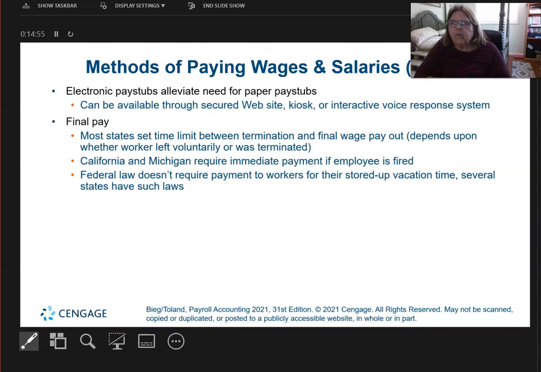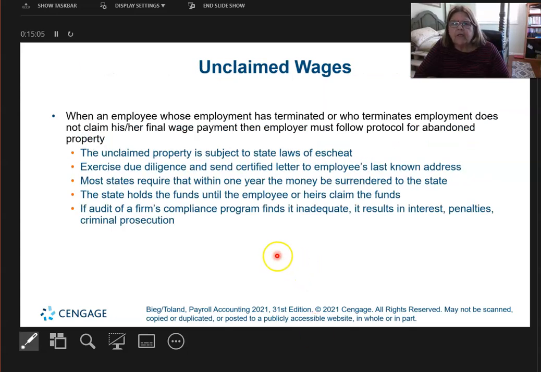And here are a few other ways of paying, but we're not going to talk much about that. Now, I don't know if you knew it, but sometimes when an employee is terminated or they quit and they don't come pick up their final payment, these are called unclaimed wages. And after a certain time, I think it's after a year, the money is given to the state.